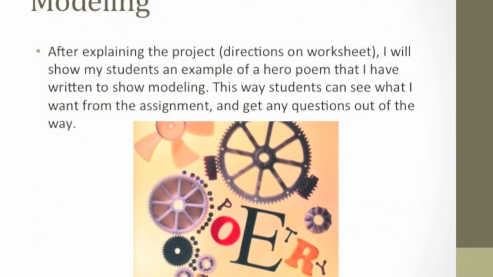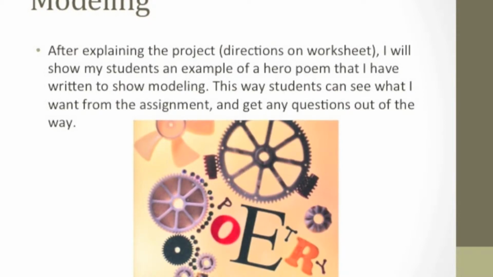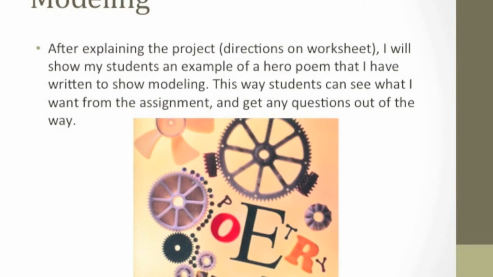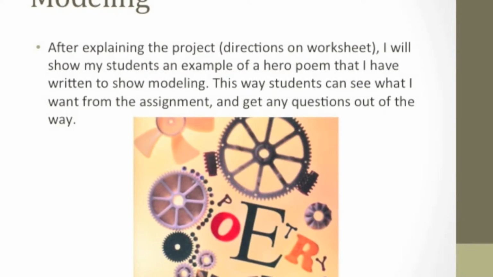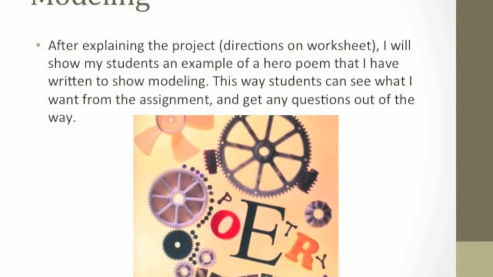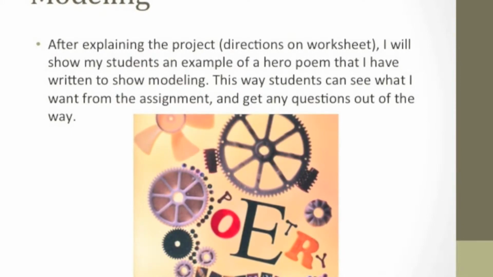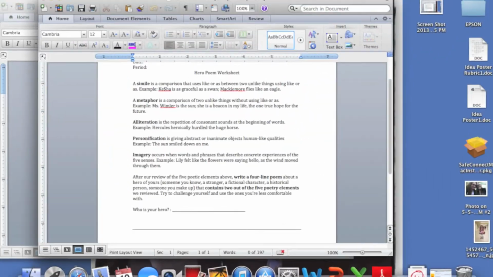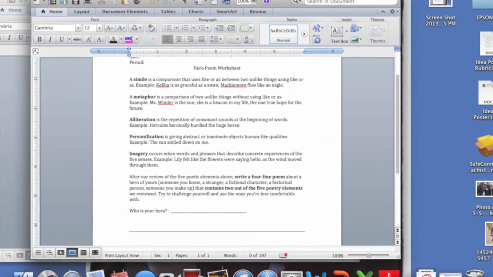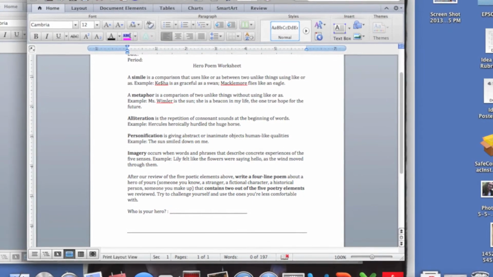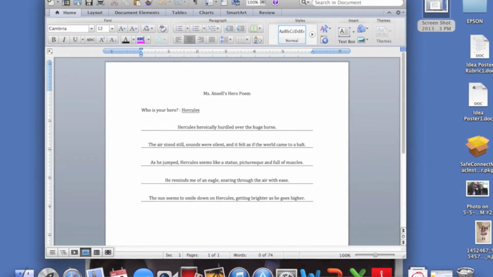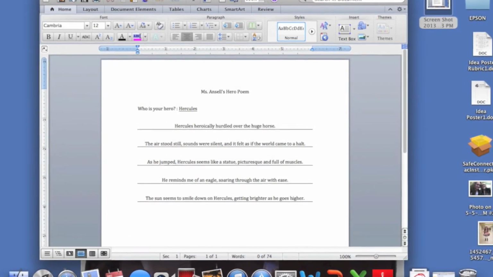Next, I will give students a worksheet that has directions for the hero poem on it. I will first show an example poem to show students what I am expecting. They will be given the whole class period to work on their poems. This will be a rough draft of their work. This slide shows an example worksheet of what I want them to look at. And this slide shows an example of the type of poem I am looking for with my example.